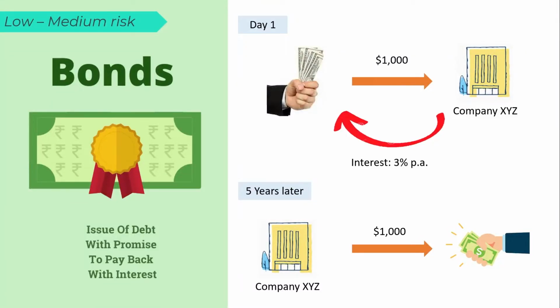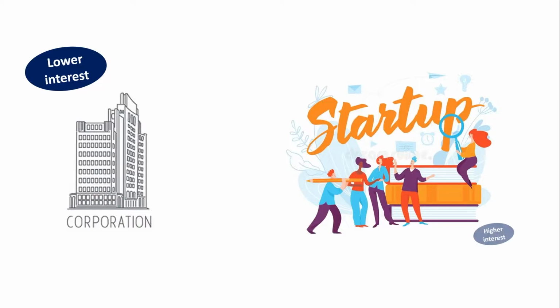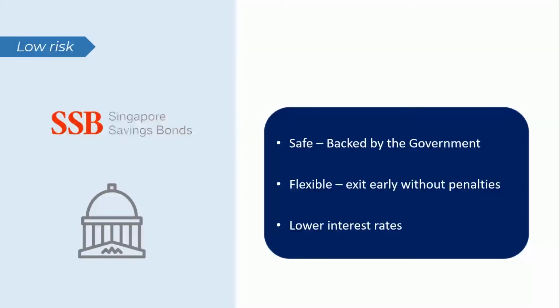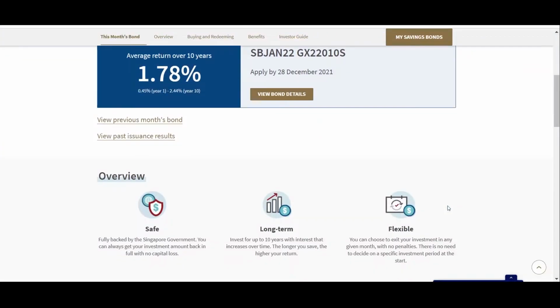The interest rates for each bond vary with the associated risk. For example, buying a bond from an established company will give you lower interest as compared to a startup company, since it is highly unlikely that the established company will default on their payment when the bond matures. If you have low risk appetite and are seeking an investment product to preserve your capital, Singapore Savings Bonds are among the safest investments as they are backed by the government. You can also redeem the bonds early without any penalties. The interest rate that Singapore Savings Bonds provide is slightly below 2%.